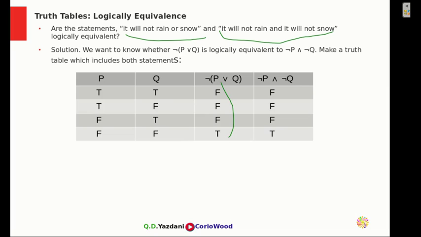If you pay attention here, this goes here: it will not rain or snow, which is not (P or Q). Here, it will not rain first of all, and this one goes to the end, and it will not snow, which is not Q. So we have observed that they all match with each other, and they're all logically equivalent.